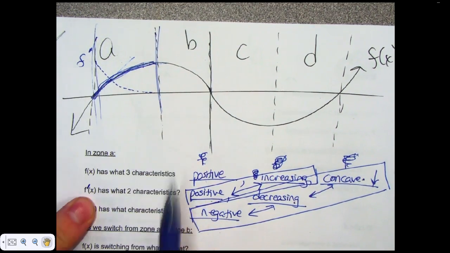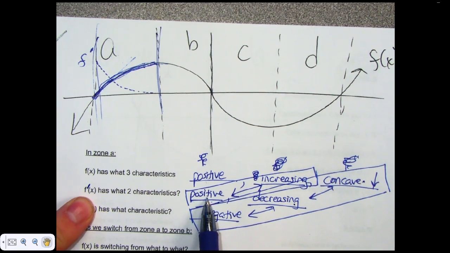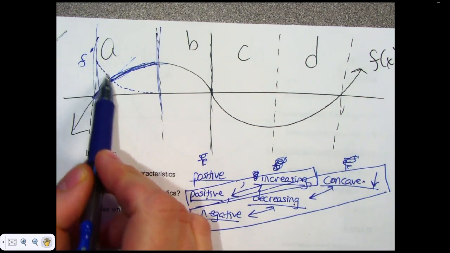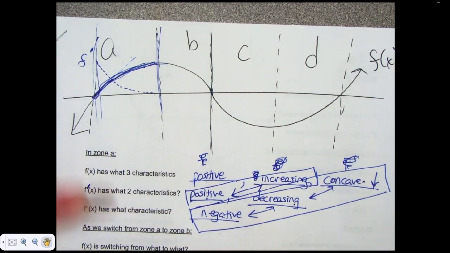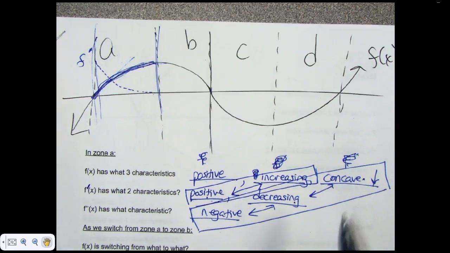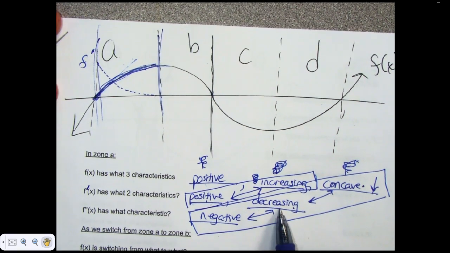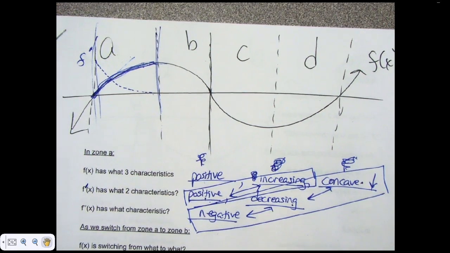So f prime has what two characteristics? We just set down here. It's positive and decreasing. Well, if I graph that, positive and decreasing, looks like this. The big picture here, I'm just trying to connect all of this stuff. Ideally, I should be able to tell you basically one of these things in this chart, and you can kind of get to everything else.